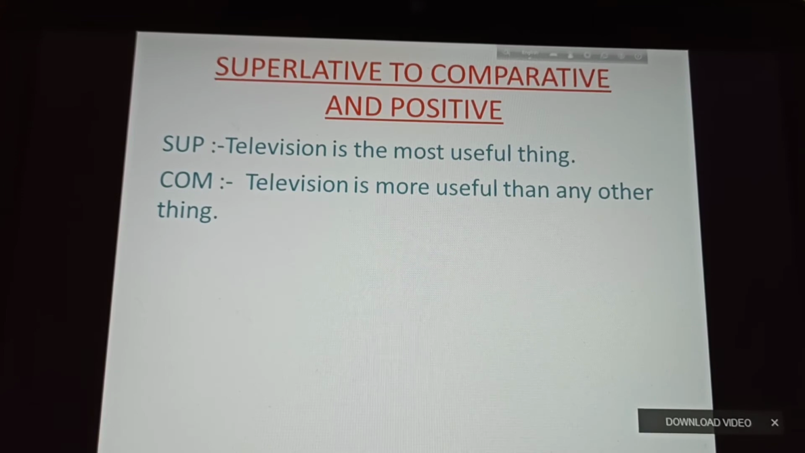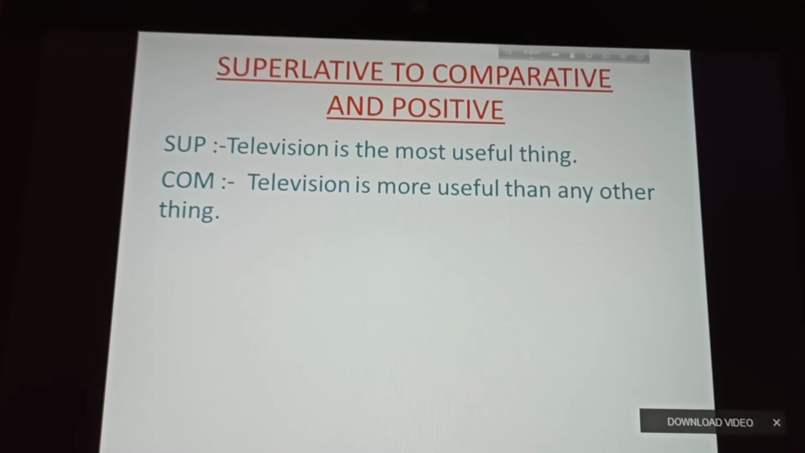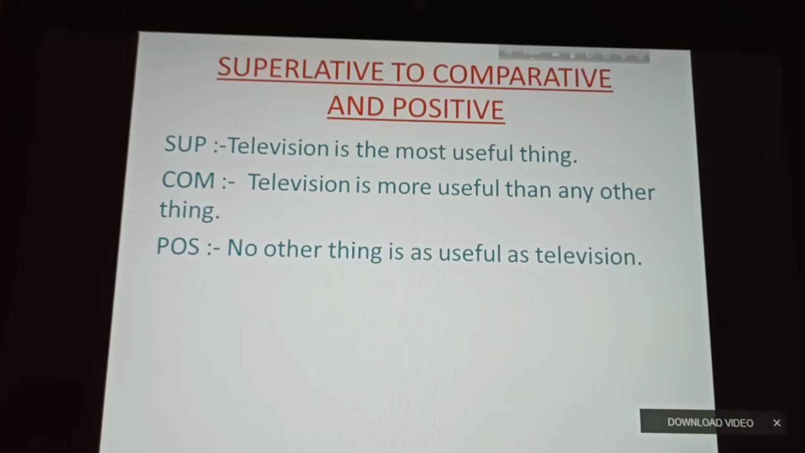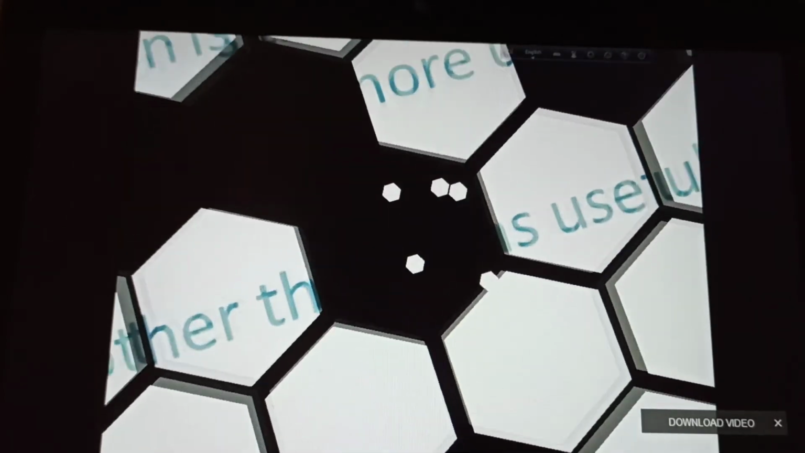Now positive form. You can see there is no one of the or then most other. So the positive sentence would start with no other. After no other, you will have to bring the noun that is situated after most useful or than any other. So no other thing. The verb would be singular here. No other thing is as useful as television. Dear learners, please keep your eyes on the screen. You can see the answer of this sentence. No other thing is as useful as television. You can give here no other thing is so useful as television also. No problem, dear learners. So we will go to another example.